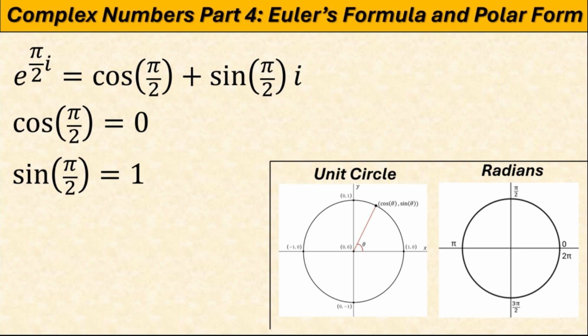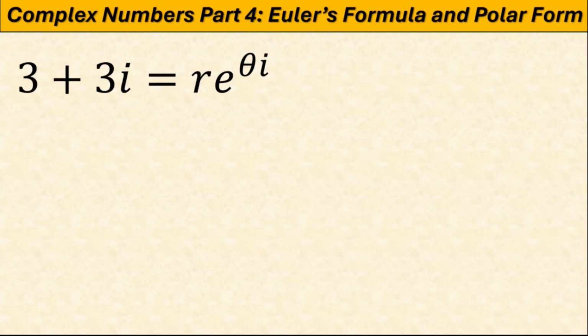Another interesting example of Euler's formula being used is when the angle is pi over 2. From the unit circle, you can see that the corresponding coordinate is 0, 1, which means that the cosine of pi over 2 is going to be 0 and the sine of pi over 2 is going to be 1. Expanding e to the pi over 2 i using this gives that it is equal to i. And since the radius of i is just 1, that is what it is equal to in polar form.